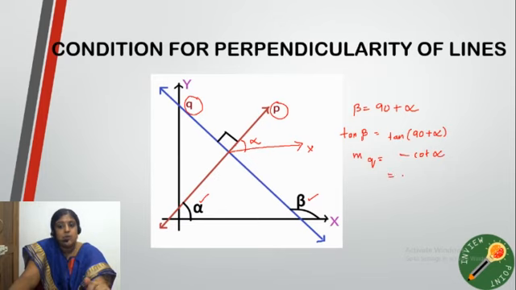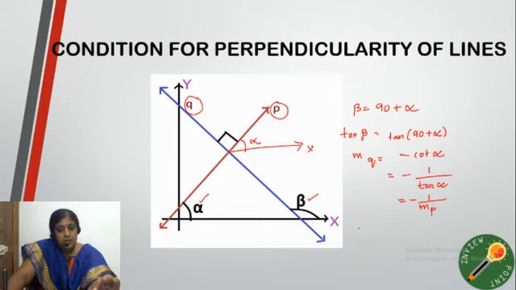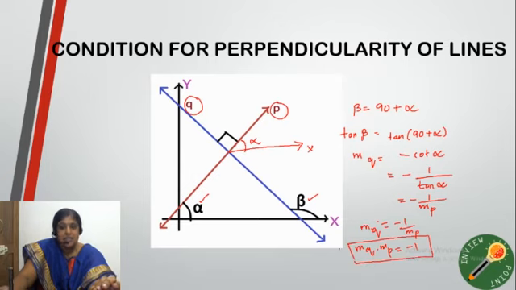That is equal to minus of 1 by tan alpha. What is tan alpha? That is the slope of the line P, right? So when we rearrange this equation, we get mq is equal to minus 1 by mp, that is, mq into mp is equal to minus 1. So whenever two lines are perpendicular to each other, the product of their slopes is equal to minus 1.